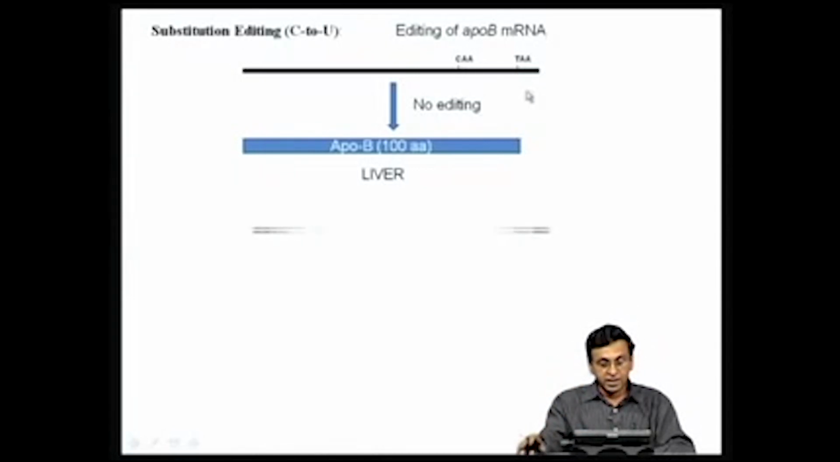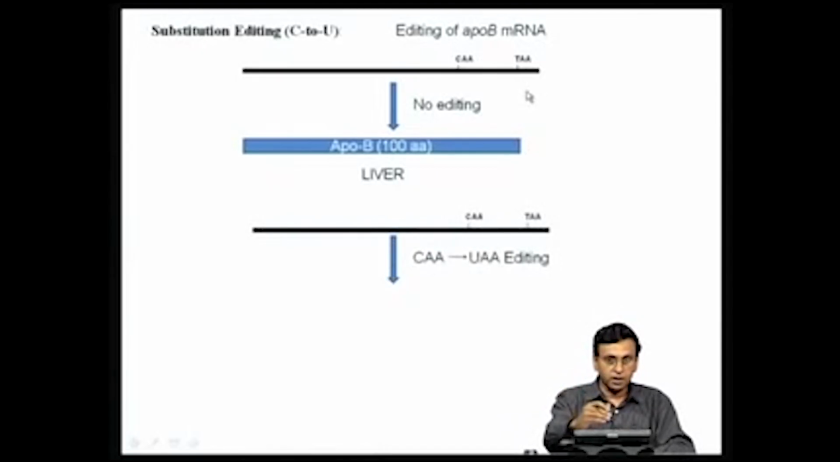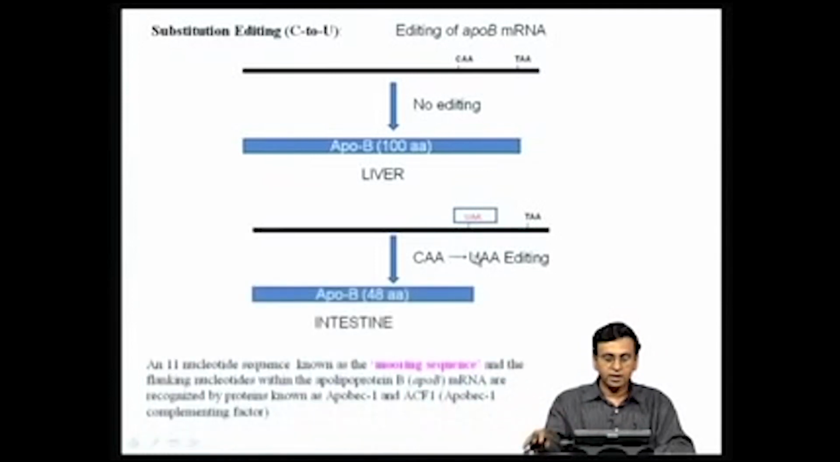Interestingly, in intestine, the RNA that is transcribed from the same gene as in liver undergoes a C to U editing, the substitution editing, and as a result this particular C is converted into U. So CAA now has become UAA, and you know that UAA is a stop codon. So as a result, when this RNA comes from the cytoplasm, translation does not proceed beyond this point, and therefore you get a truncated protein which is only 48 amino acids.